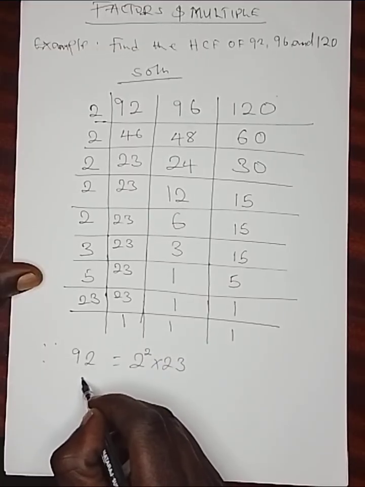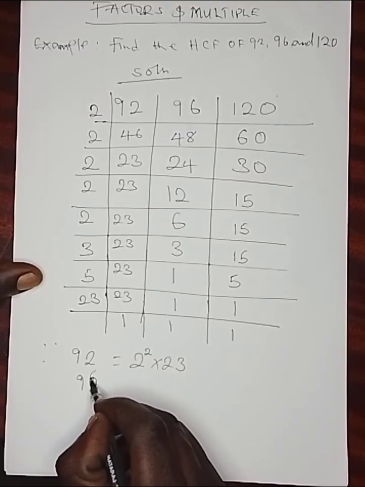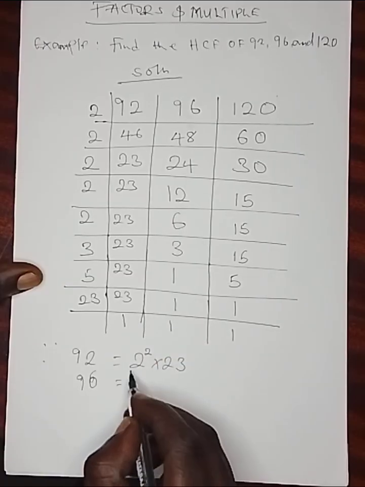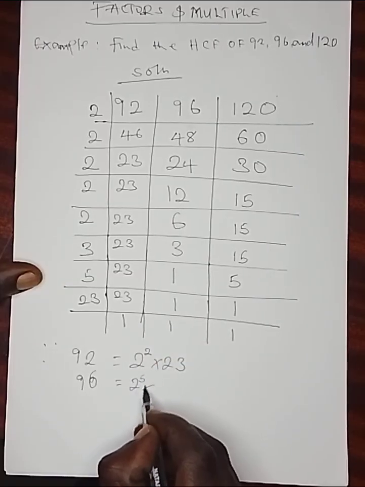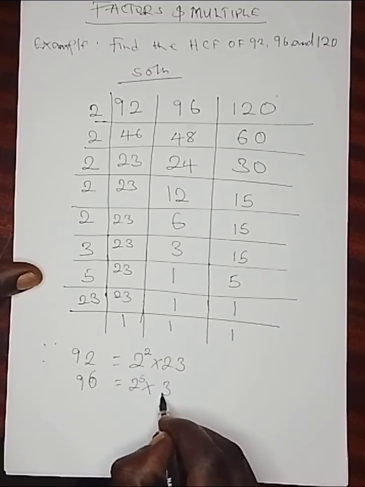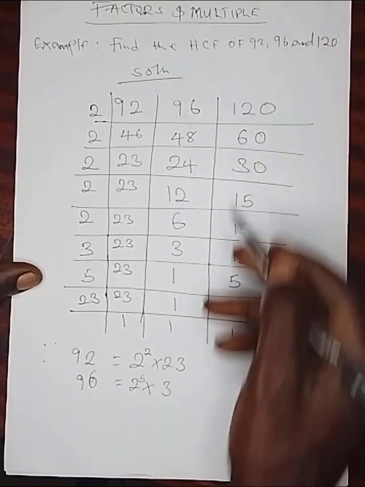Next one you have 96. How many times does 2 go into 96? You find it goes 5 times. This is 2 power 5 times 3 last. See, from here this was 2, 1, 2, 3, 4, 5.